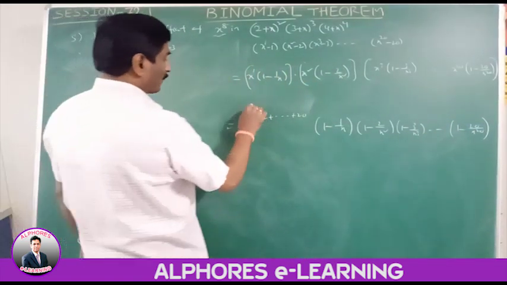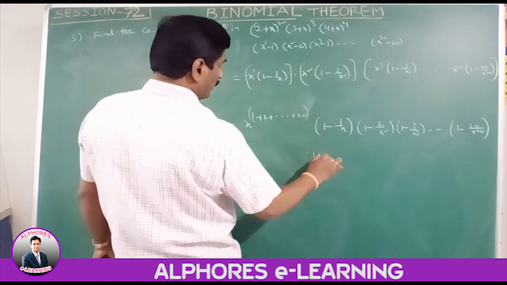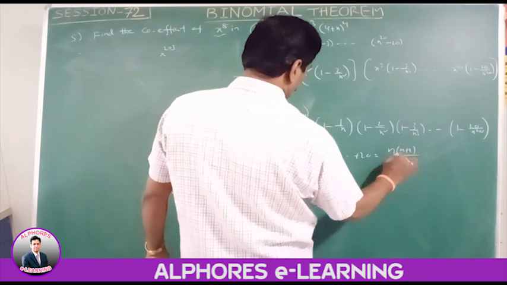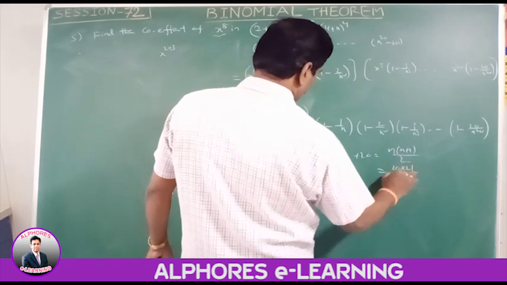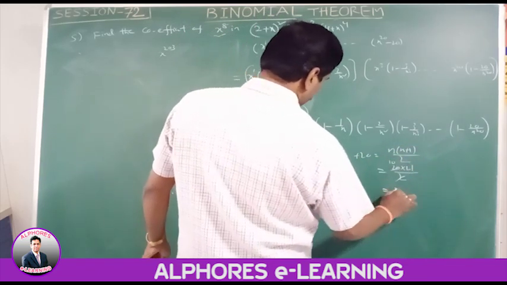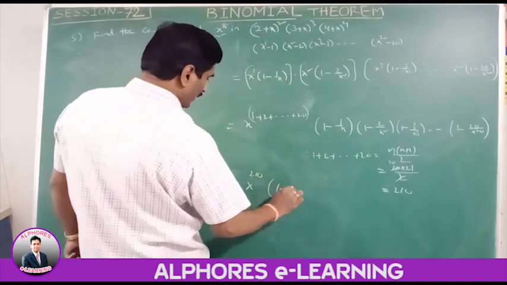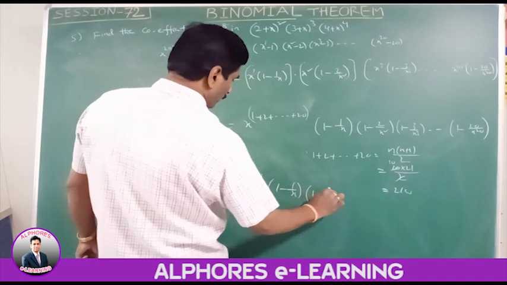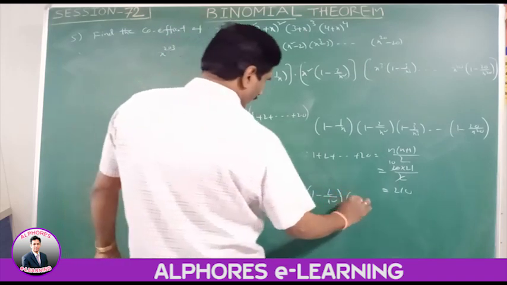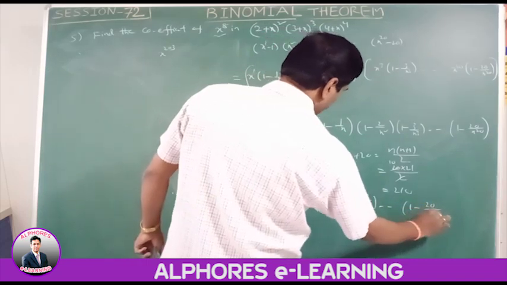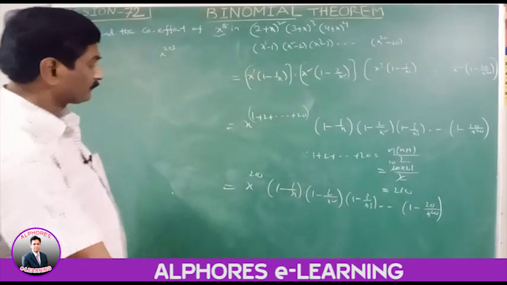What is this value? 1 plus 2 plus 3 plus so on 20 is equal to n into (n plus 1) by 2. That means 20 into 21 by 2, that means 210. That is equal to x power 210 into (1 minus 1 by x) into (1 minus 2 by x square) into (1 minus 3 by x cube) into so on (1 minus 20 by x power 20). Please write this value.